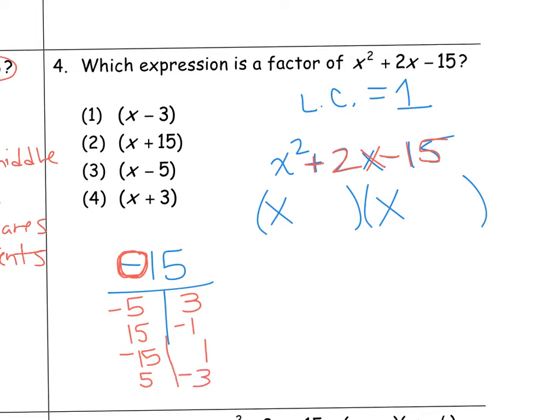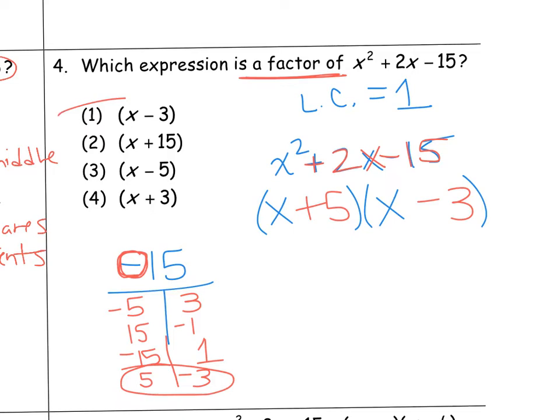All of these are going to multiply to negative 15, but only one of them is going to add to positive 2x in the middle. So let's look through our options here. The only option that adds to positive 2, the 2x in the middle, but multiplies to negative 15, is a positive 5 and a negative 3. It just asks which one is the factor, so you would have x plus 5 and x minus 3. So answer choice 1 is your answer.